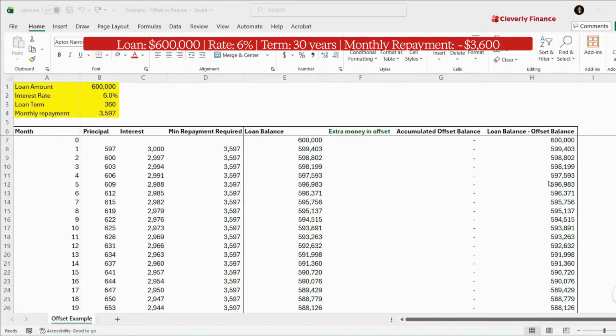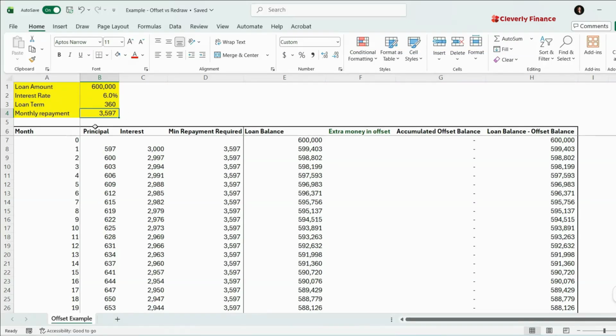Hi everyone. In this video, I will use a simple example to explain how banks calculate interest and why putting funds into an offset account can help you reduce interest and pay off your home loan early. Here I have a loan of 600,000. The interest rate is 6%, loan term is 30 years, minimum monthly payment is around 3,600. That amount is used to pay both the principal and the interest.